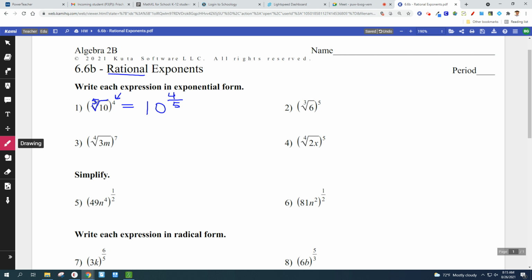Number 3, it's really the same thing. This is your root index, so that's the denominator. You're going to have 3m. Notice how all of that is inside the radical symbol. So we're going to put that in parentheses. And then it's going to be to the 7/4 power. So not a big deal, not a lot going on there. That's what we would have.